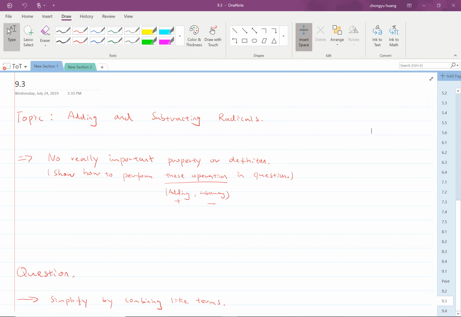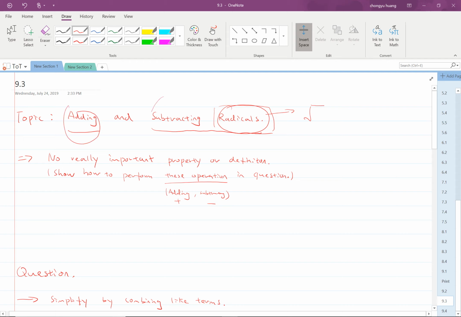Okay, so hello everyone. Our topic today is adding and subtracting radicals. Whenever you're thinking about radicals, you're thinking about the square root. Today we are going to talk about adding and subtracting.